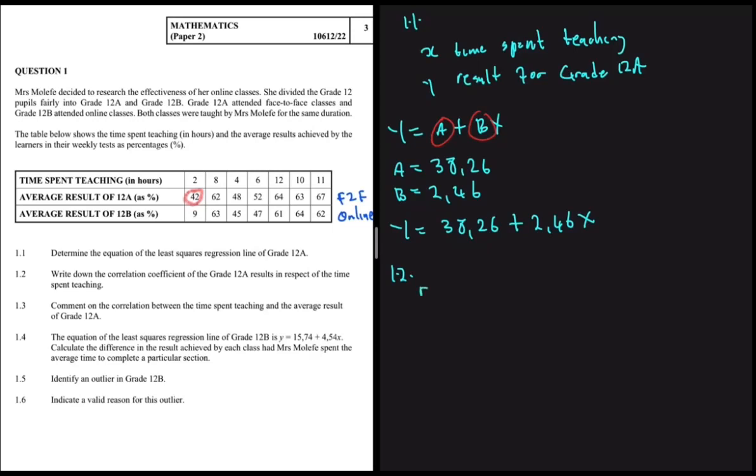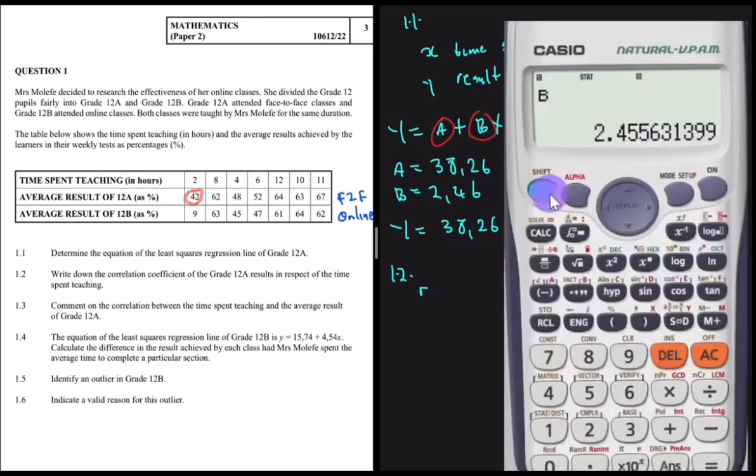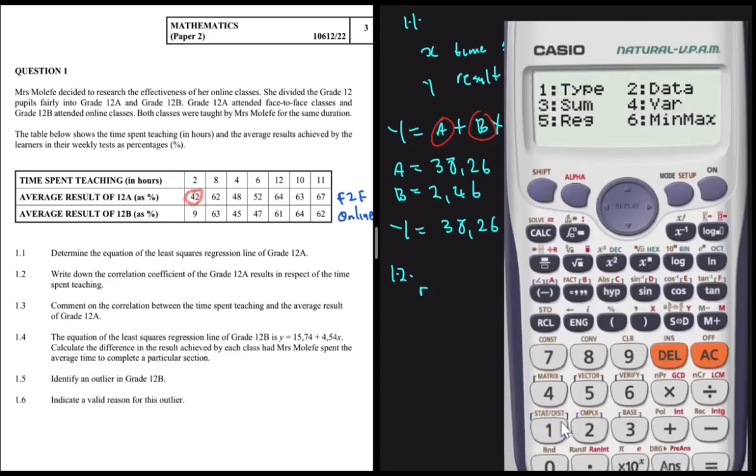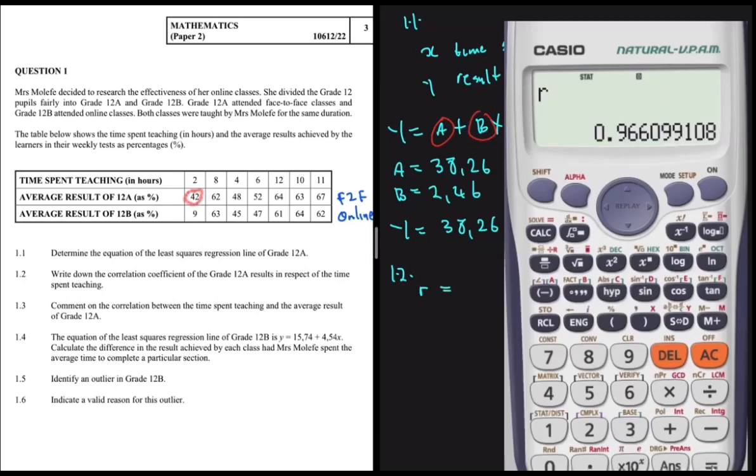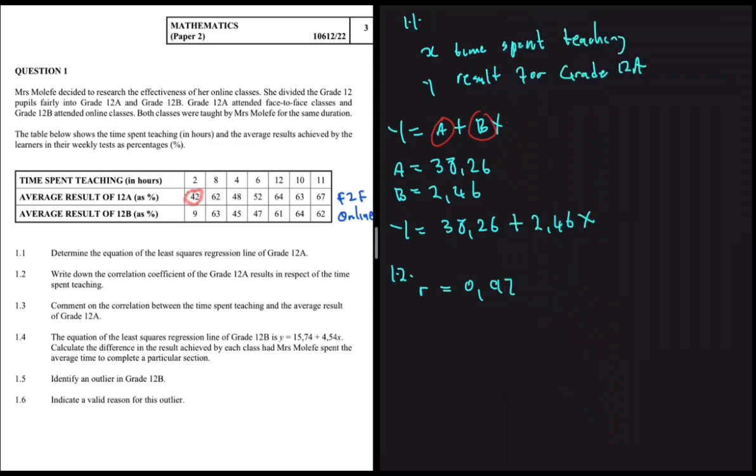In order to find the correlation, we're going to go back to the same menu. So that is shift, then you press 1, and then we press 5 for regression, and then you can see R that is on number 3. If you press 3 and you press equals, then you get R equals 0.966. So that's just 0.97 if you round it off to 2 decimal places. That's our correlation coefficient of the grade 12A results with respect to the time spent teaching.